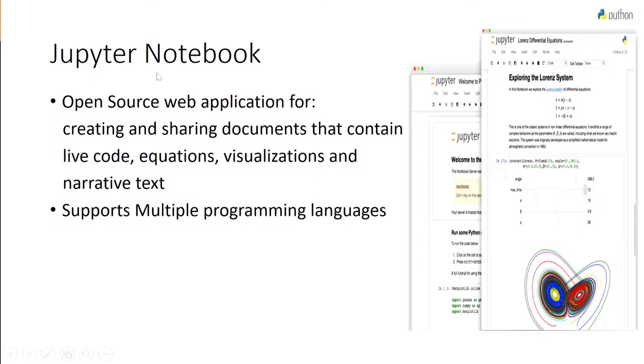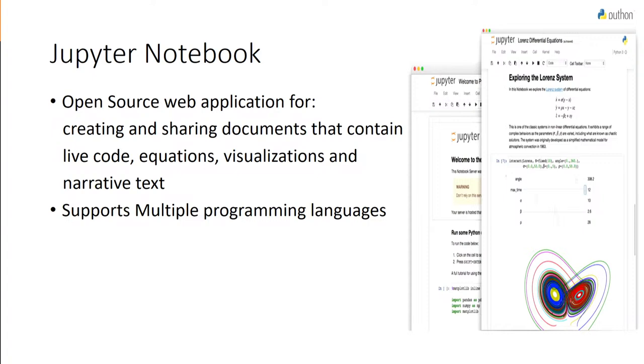Before that, what is Jupyter Notebook? Jupyter Notebook is an open source web application for creating and sharing documents that contain live code, equations, visualization and narrative text. Suppose I am going to write code in a text file, like what I showed in a simple notepad file. In that, I can just write executable Python code or maybe a few comments. But Jupyter Notebook is a web-based application.